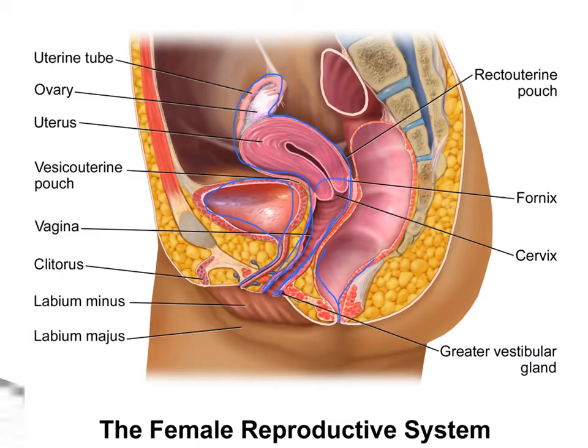At the very, very bottom of the uterus, we have the cervix, which is kept closed with a mucus plug so that there's no chance of any bacteria going up into the uterus. And then on either side of the uterus, we have these long fallopian tubes going out to the ovaries.